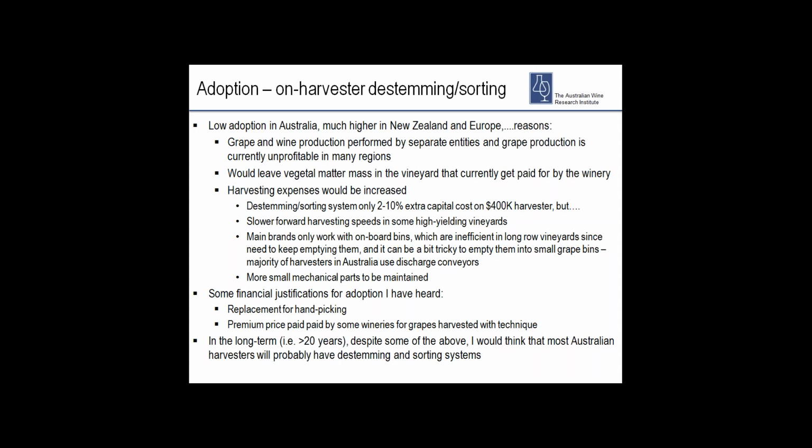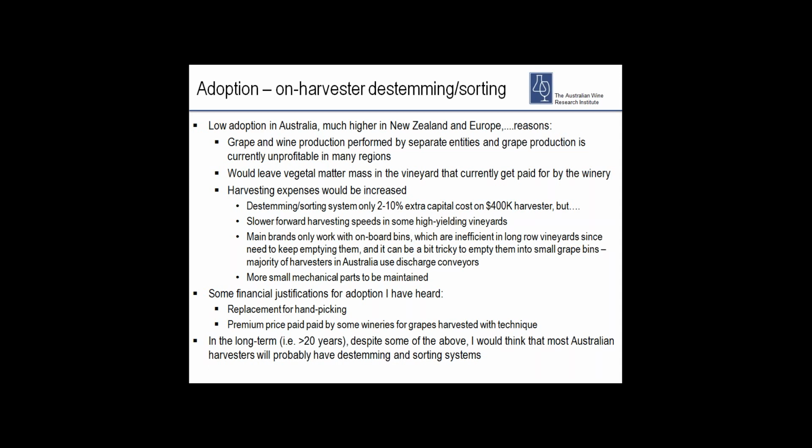As I already discussed, slower harvesting speeds might be needed in some instances, depending on the machine and the vineyard yield. And also, as I mentioned before, the main 3 harvester brands have systems that only work with onboard bins at the moment, and are not compatible with discharge conveyors to chaser bins on chaser tractors. Another thing is that the destemming and sorting systems have more mechanical parts that in turn probably require more maintenance.